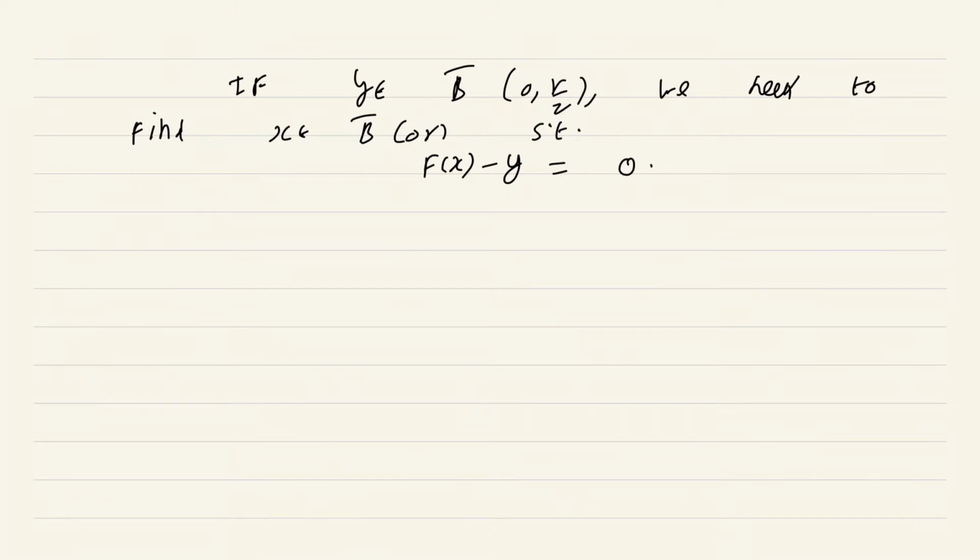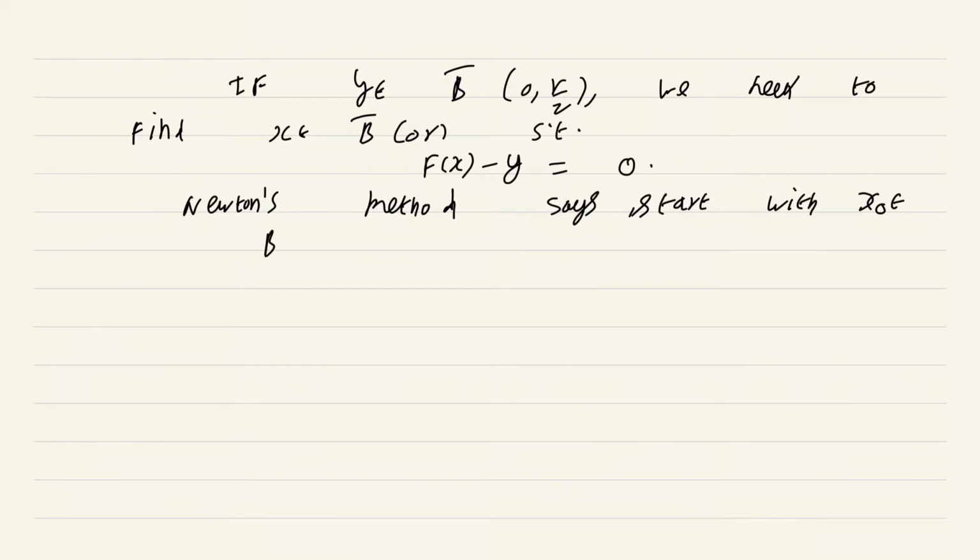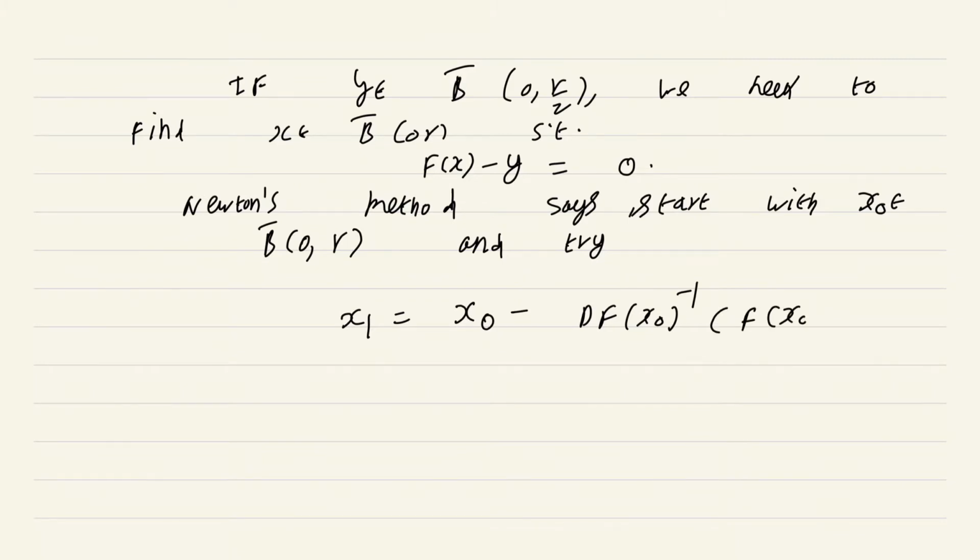Okay. Now Newton's method says start with some x naught in B closure 0 R and try x1 equal to x naught minus df x naught inverse acting on f of x naught minus y. So here we are fixing y, and we want to find a solution of f of x minus y equal to 0. We want to solve this equation. Newton's method says just start with a guess and look at the better guess x1 equal to x naught minus df x naught inverse f of x naught minus y.